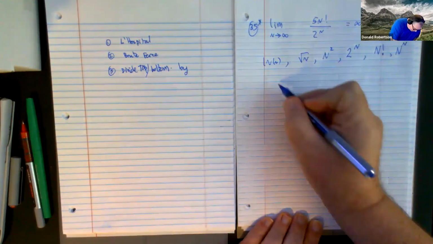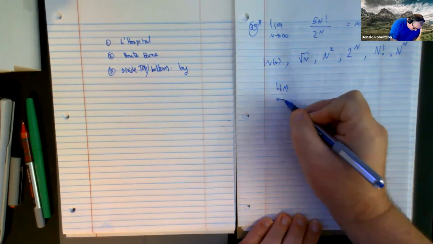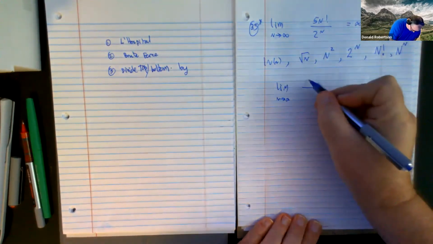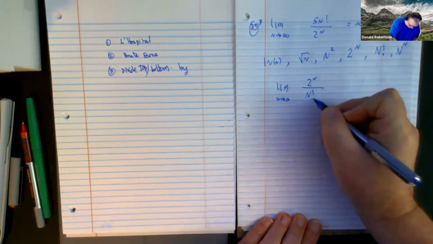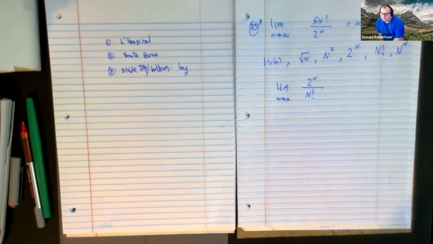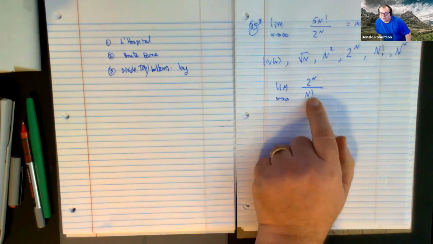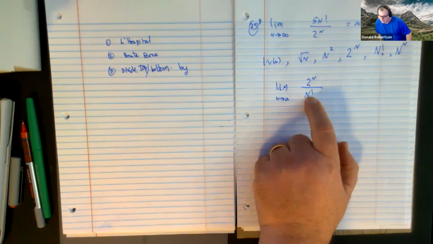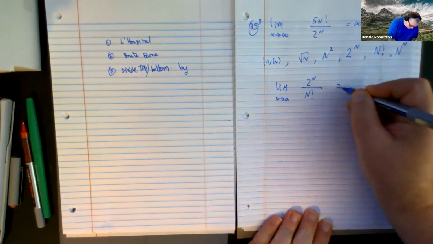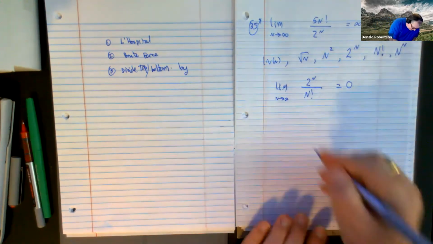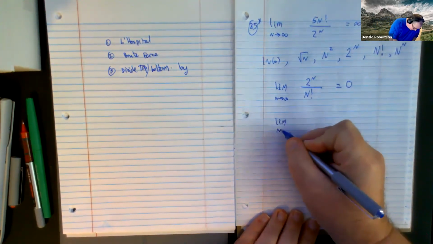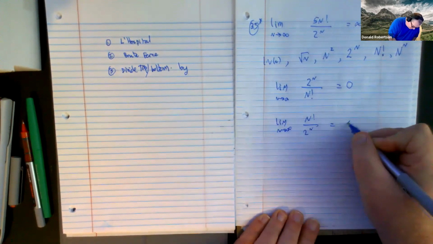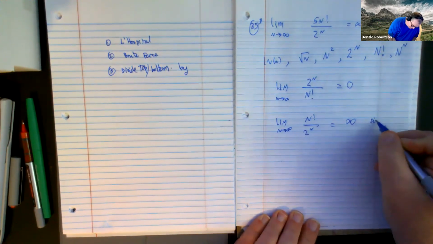So if I gave you a combination of 2 of these guys in a fraction, and I said to you, 2 to the n over n factorial, for example, wouldn't you say this is going to be massively bigger than that guy in the long run? And so your answer would be 0. If I switch places, wouldn't the answer be infinite, right? Diverges.